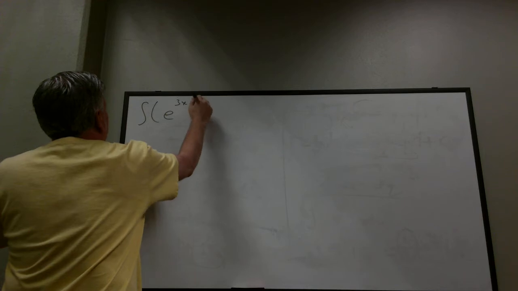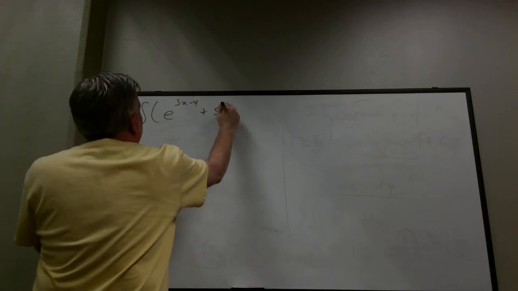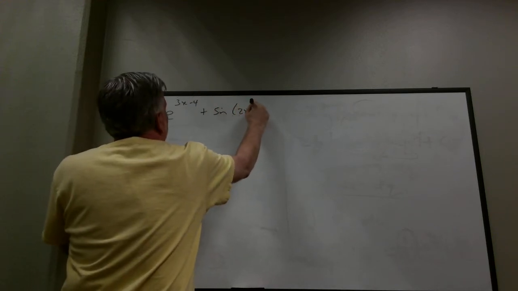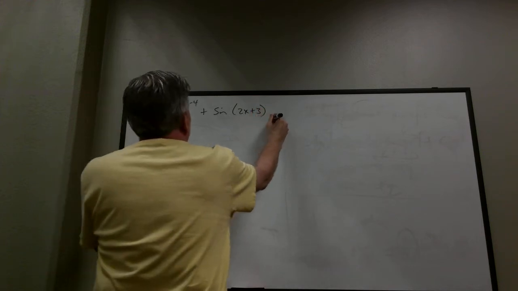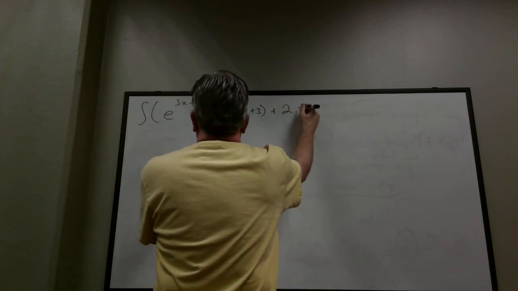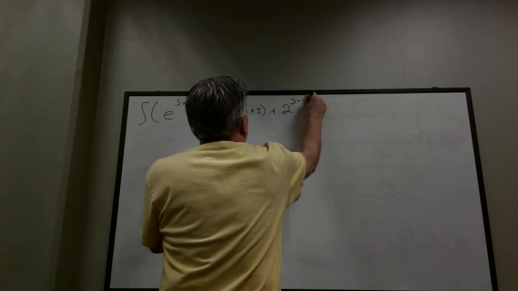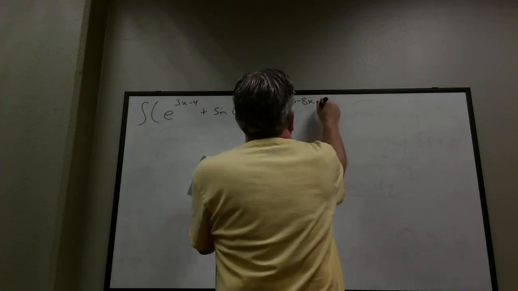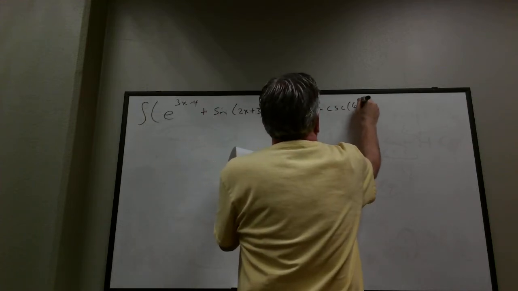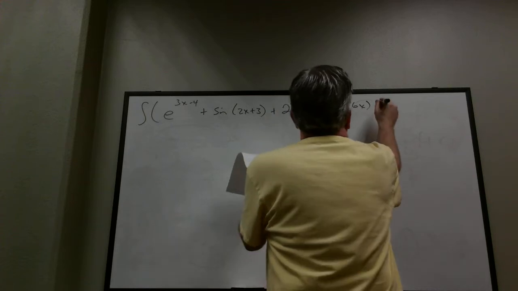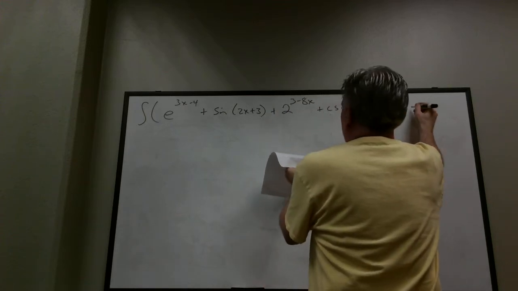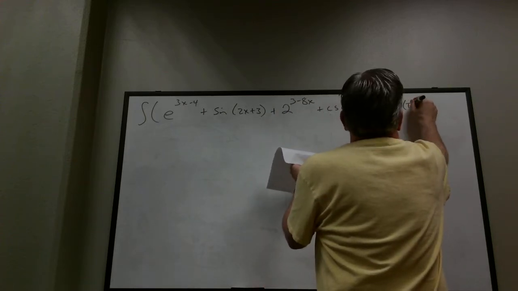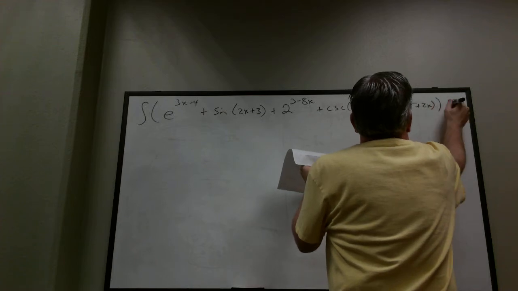So we have the integral of e to the 3x minus 4 plus sine of 2x plus 3 plus 2 to the 3 minus 8x plus cosecant of 6x minus cotangent of pi plus 2x dx.